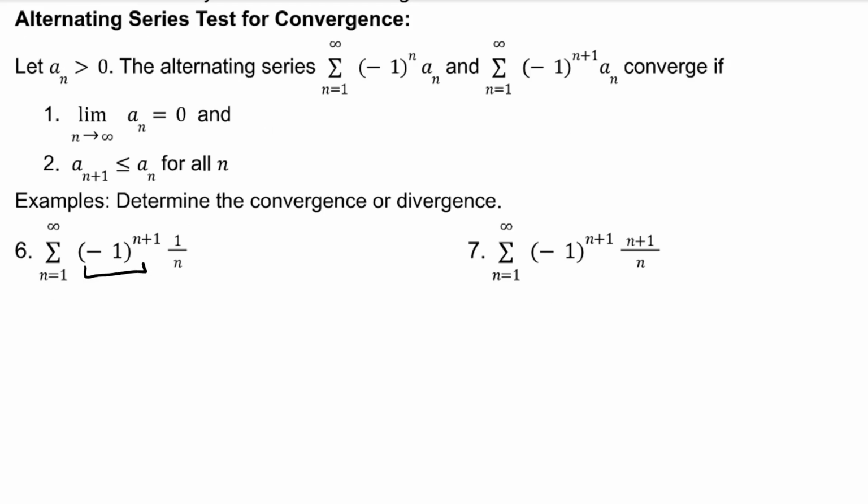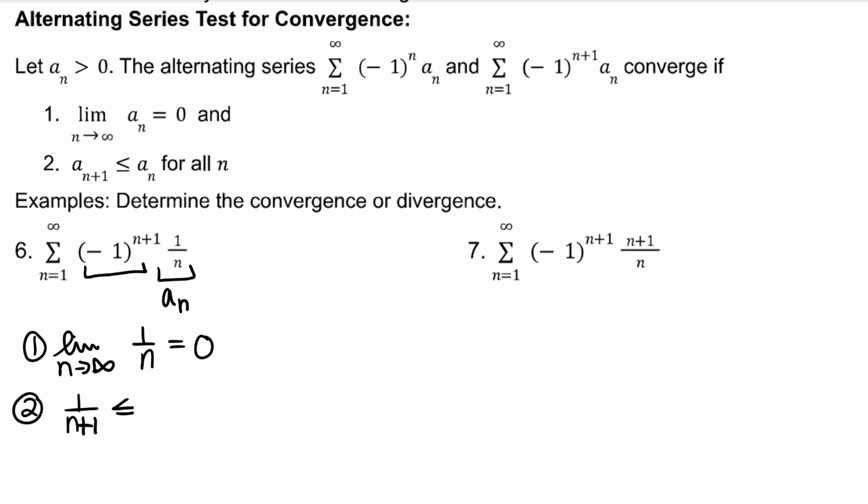First of all, we have an alternating series because we have negative 1 to the n plus 1. That would make a sub n, the non-alternating part of the series, equal to 1 over n. The first condition would be to establish that the limit as n approaches infinity of a sub n is 0. That is true. The next is to establish that 1 over n plus 1 is less than or equal to 1 over n. This is also a true statement because n plus 1 is greater than n.